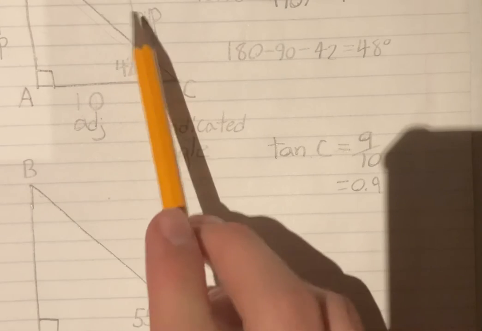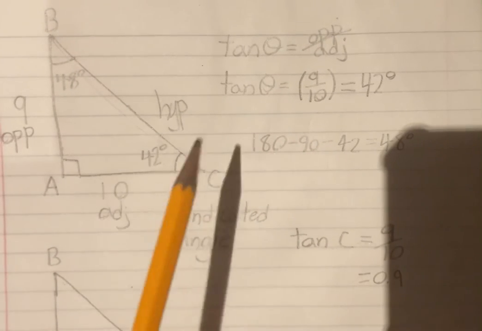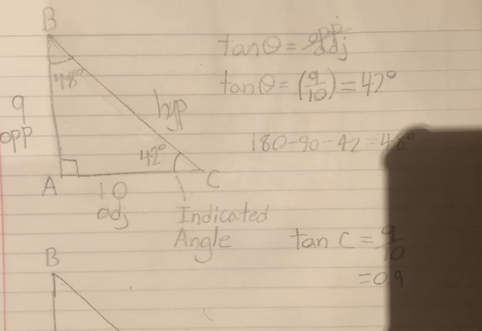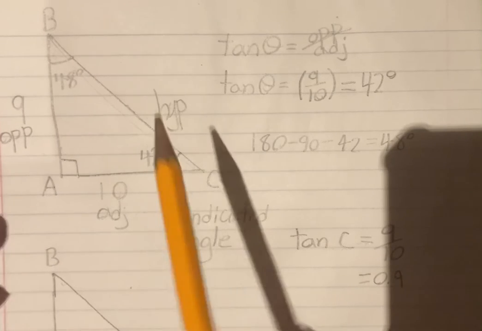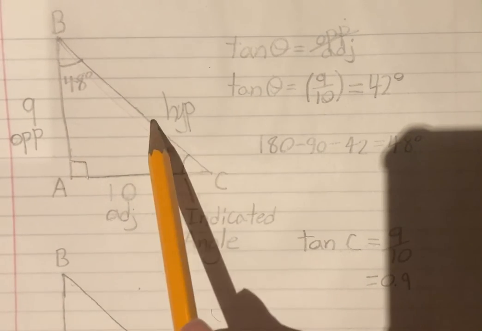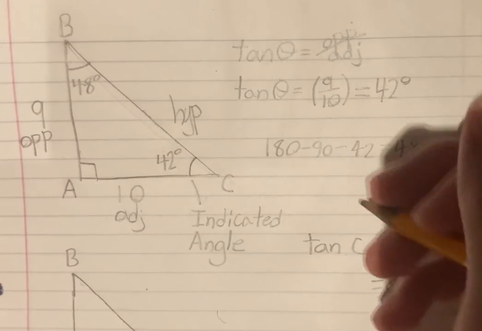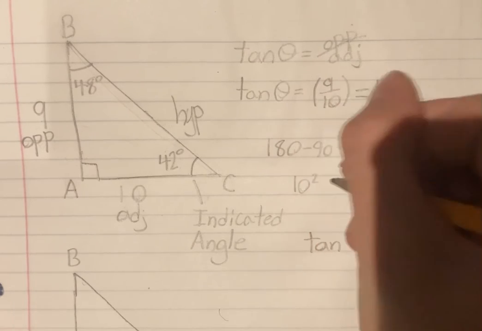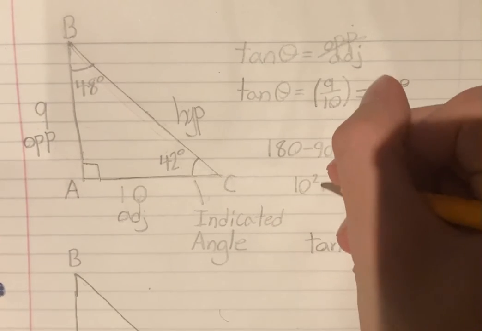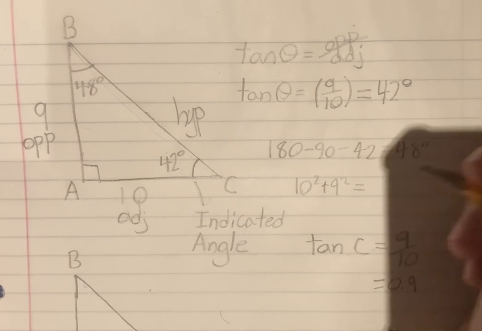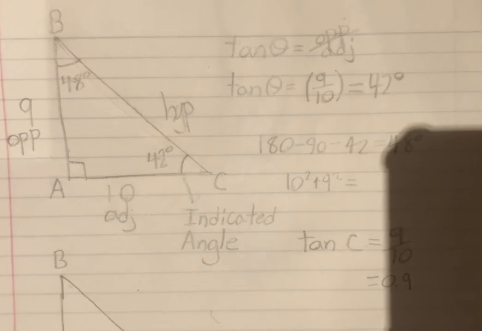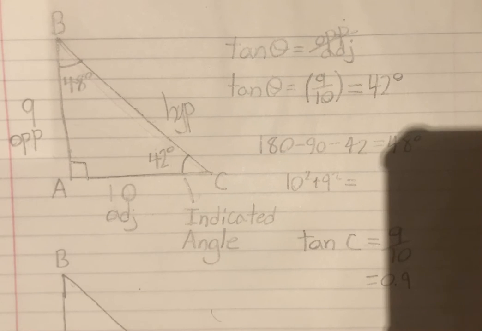And I'll also show you how to find the hypotenuse. Now the hypotenuse is really easy. Using the Pythagorean theorem, we know that a squared plus b squared equals c squared. It will always equal c squared. So a squared would be 10. So 10 squared plus b squared, 9 squared, will equal c squared. So plug that into your calculator. 10 squared plus 9 squared.